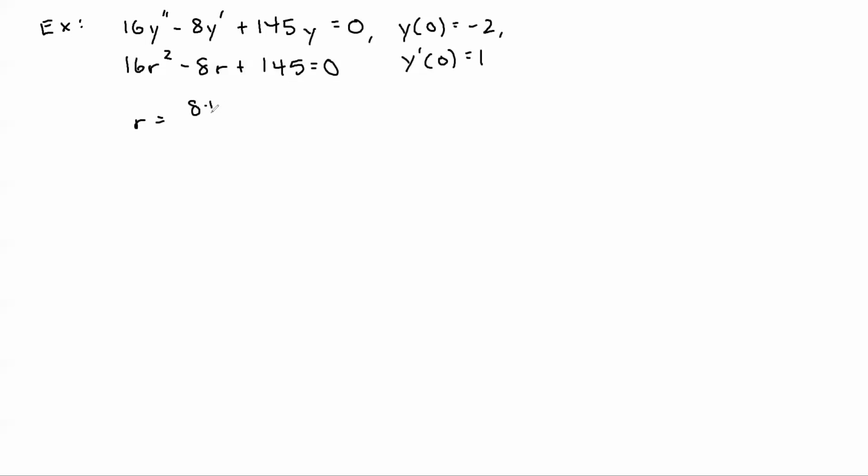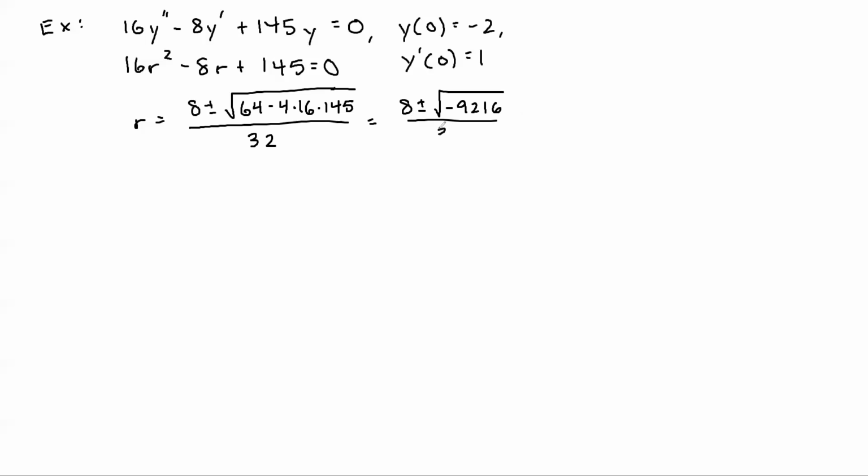So you're going to have 8 plus or minus the square root of 64 minus 4 times 16 times 145, all over 2 times a. That's 32. And we can simplify this. This is 8 plus or minus the square root. And if you just break out a calculator, this is going to be 64 minus 9,280, which is negative 9216, over 32. And so that is going to simplify into 8 plus or minus 96i over 32. And so we get 1/4 plus or minus 3i.